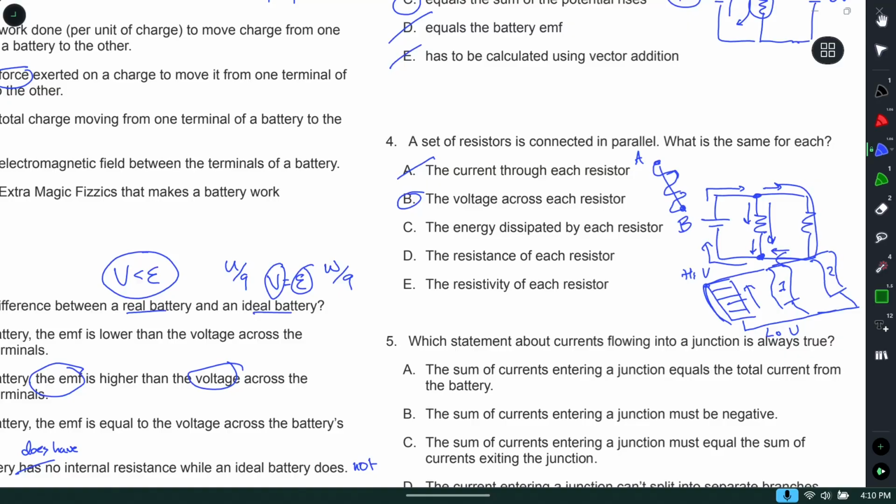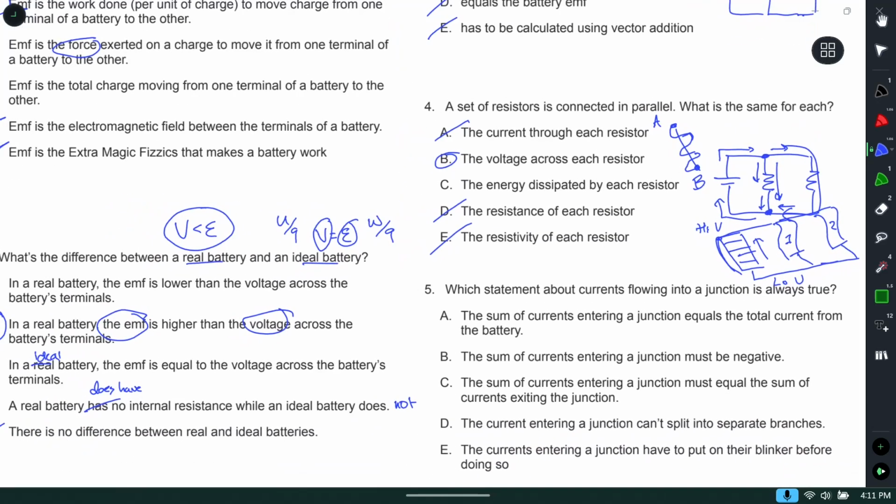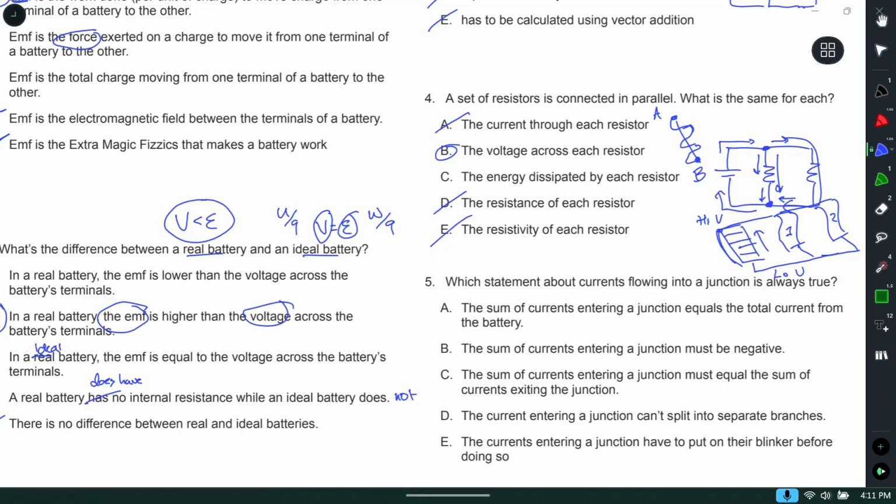The energy dissipated by each resistor can be different because it depends not only on the voltage, but also on the current that is actually going through the resistor. If more current goes through one, it may dissipate more energy than the other. The resistance can be completely arbitrary different values. You've seen that in the lab. You can put whatever resistances you want in parallel. So it's not that. And it's not resistivity for essentially the same reason. You can pick materials of arbitrary resistivity to put as your 2 parallel resistors.